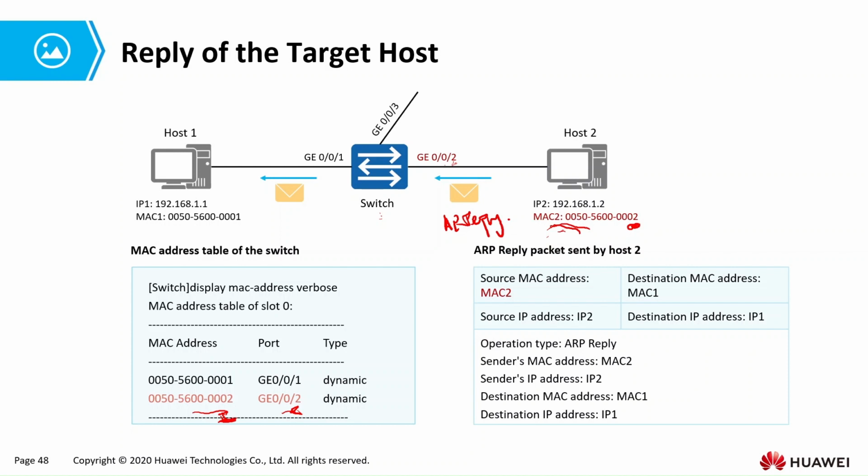So next time when I want to reach this IP address or this MAC address, I will send it out through G002. But here, in your ARP cache, you will update the destination MAC address, and the sender will be MAC address 2. So the destination is host 1, because you need to send back to host 1. Okay, so it's not very difficult. You just need two times to digest it.